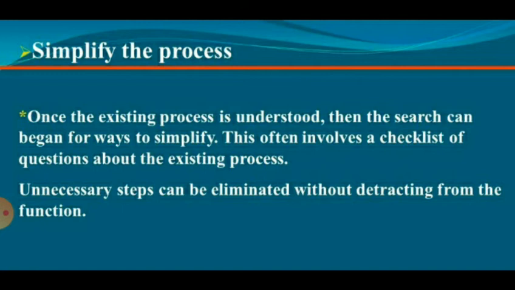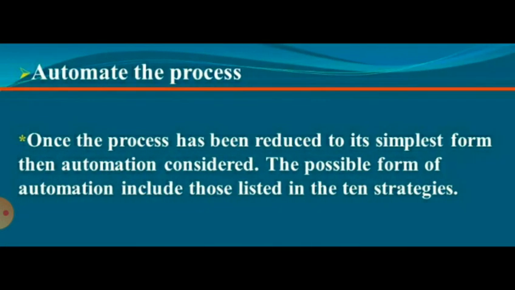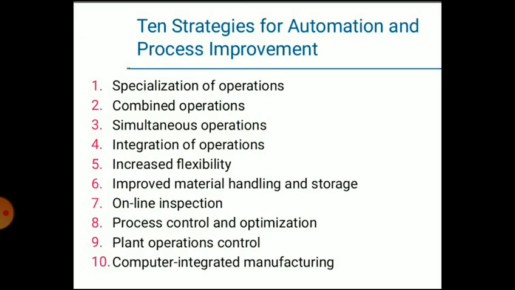And third point in a USA principle, that is automate the process. Once the process has been reduced to its simplest form, then automation can be considered. The possible form of automation in the 10 strategies can be used. Next point in automation principles and strategies is 10 strategies for automation and process improvement.